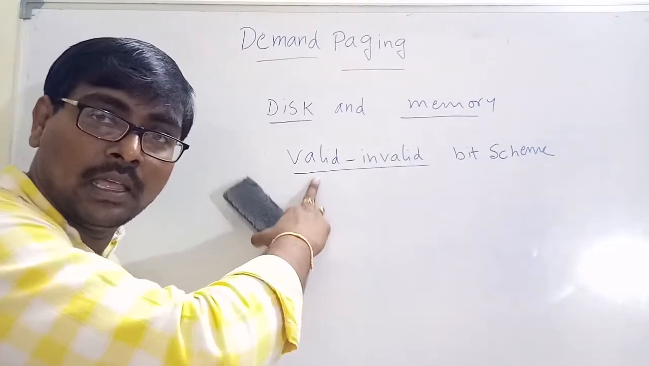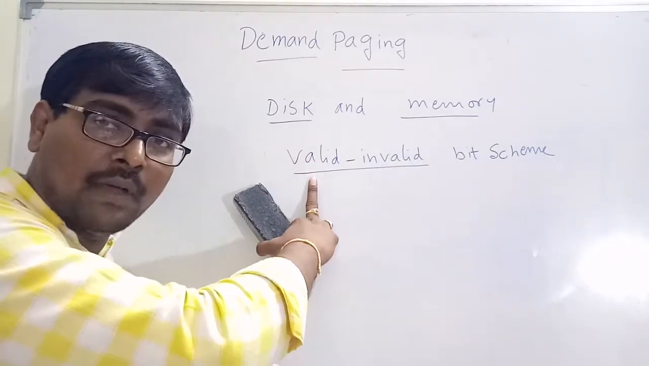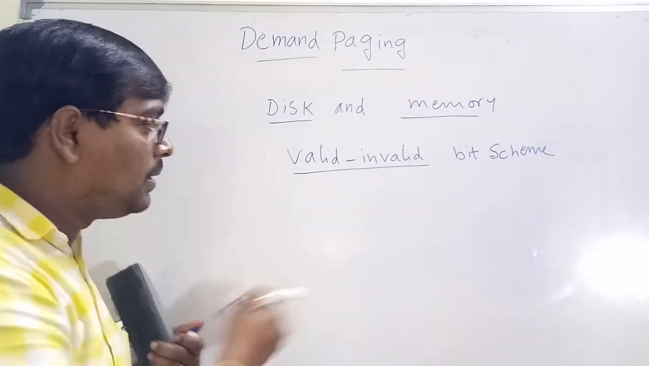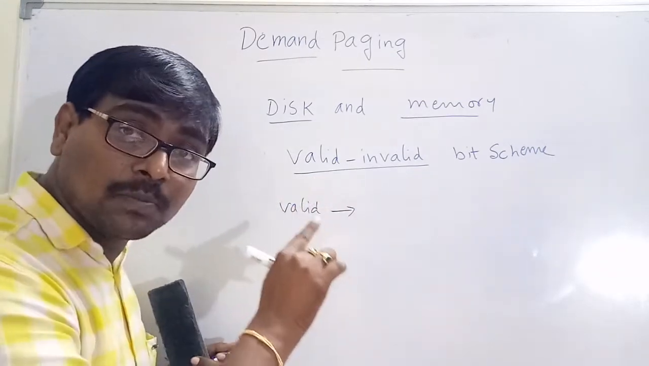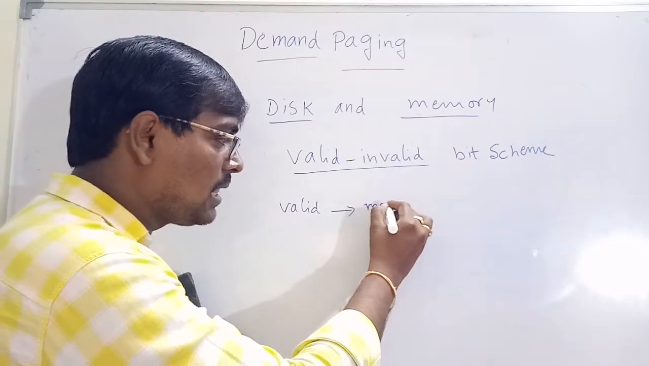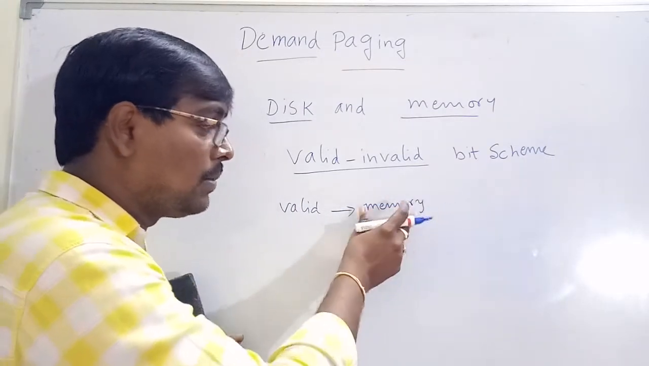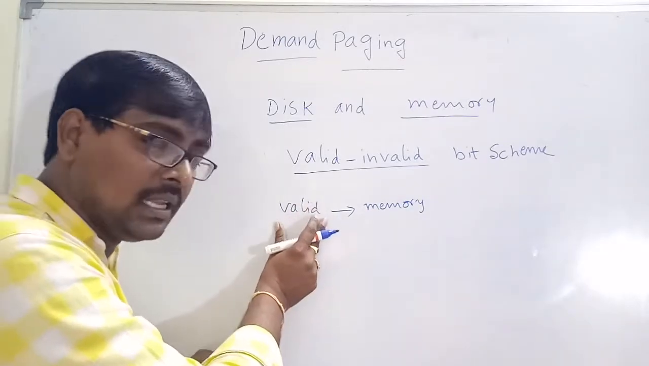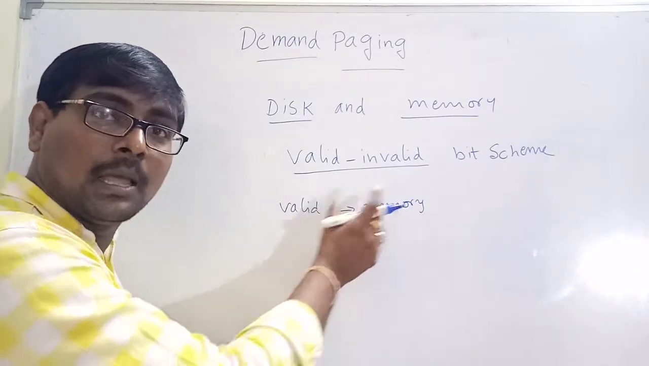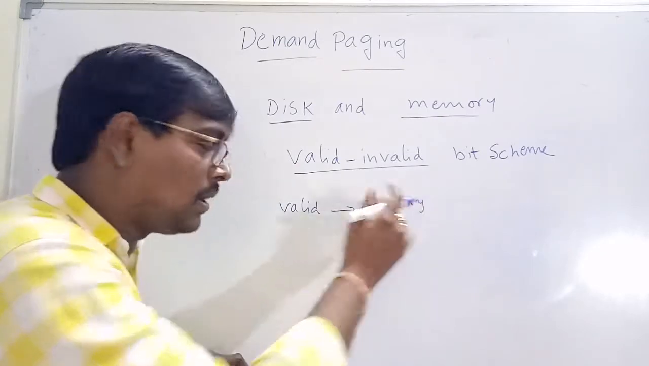What is valid? A bit set to valid means the corresponding page is in the memory. Remember, memory always means the physical memory. If a bit is set to valid, the page is available in the memory.